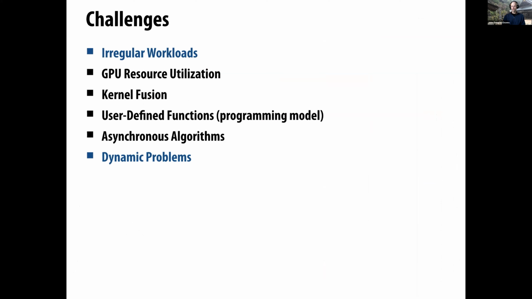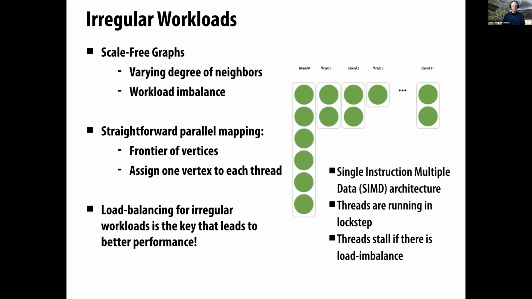In a much longer talk, I would talk about the challenges that we faced in terms of building this. But specifically, I want to talk about 2 of them that we found to be particularly interesting. One is irregular workloads and 2 is dynamic problems. I think the biggest challenge in terms of building fast graph analytics is to deal with having a workload that is irregular. If we think about how to parallelize a typical frontier operation, you've got this frontier of vertices.